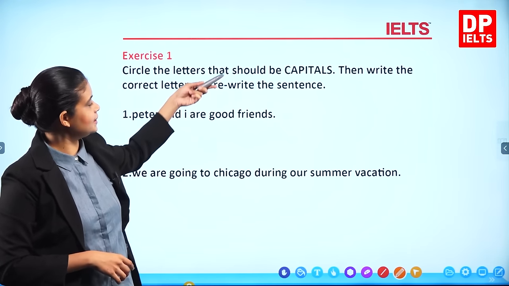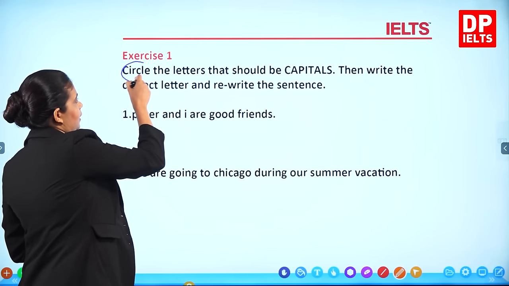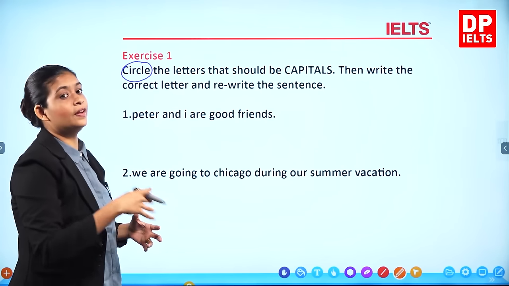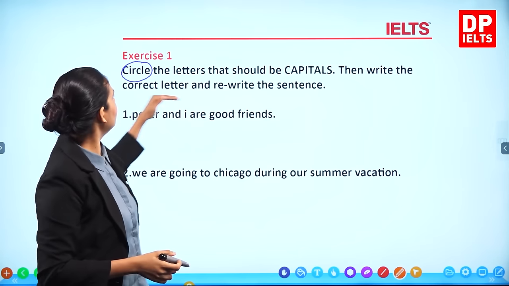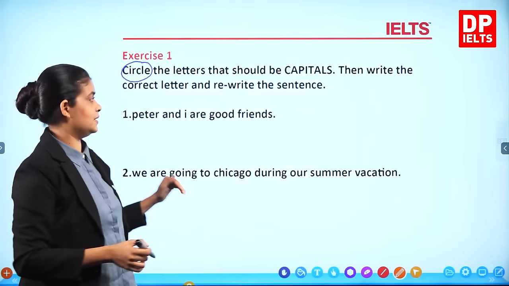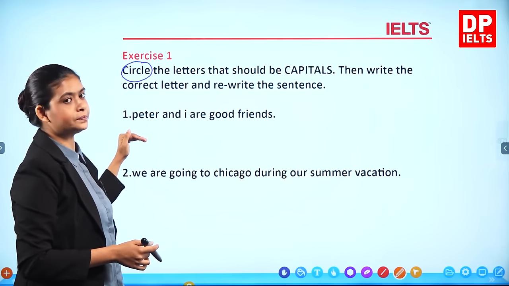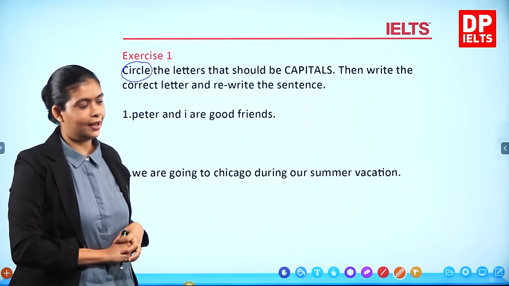Circle the letters that should be capitals. ඒ කියන්නේ අපිට circle කරන්න, round කරන්න කියනවා. Capitals වෙන්න ඕන අකුරු ටික. Then write the correct letter and rewrite the sentence. ඊට පස්සේ හරි අකුර ලියලා sentence එක ආයි rewrite කරන්නලු, ආයි ලියන්නලු.